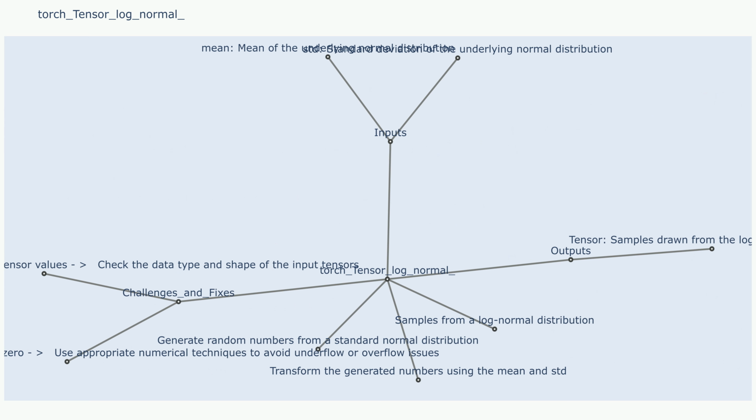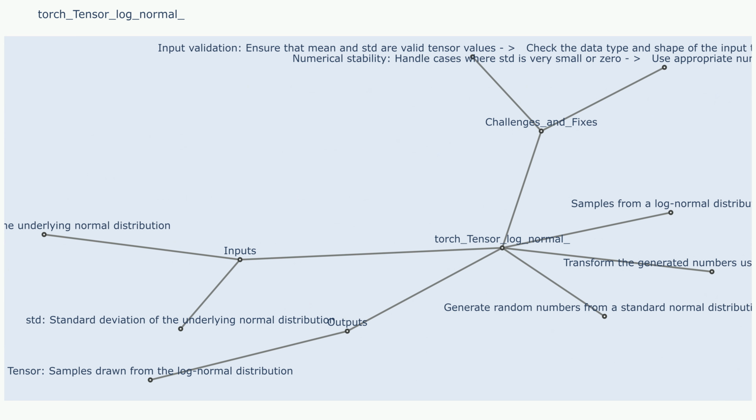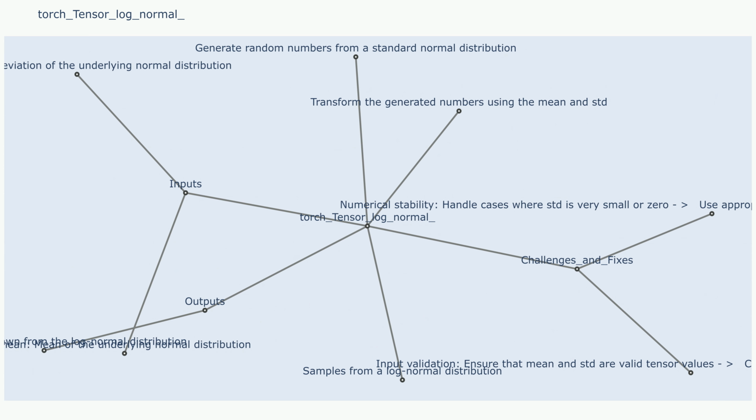Overflow. Sample use case that resulted in challenge 4: using very large values for mean or STD. Fixes to challenge 4: using very large values for mean or STD can lead to numerical overflow during the exponential transformation. This can be addressed by rescaling the input values or by using a suitable data type for the output tensor that can handle larger numbers.